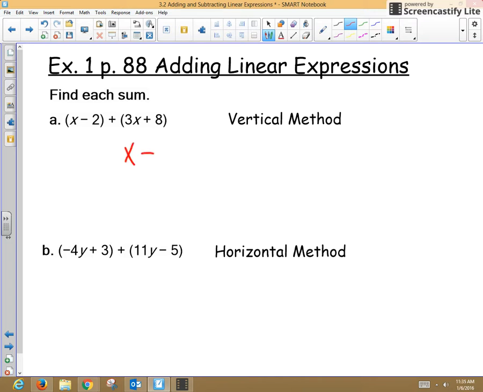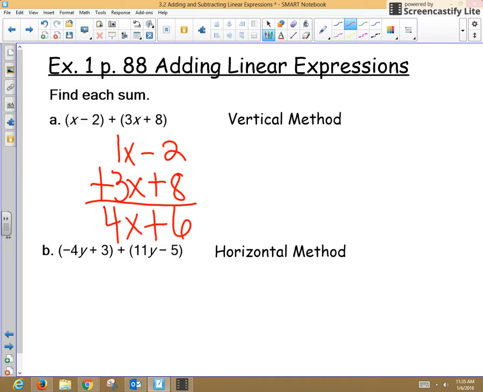I'm going to rewrite it as x minus 2 plus 3x plus 8. And I want you to notice how I line up the like terms. Negative 2 plus 8 is positive 6. And x plus 3x, remember there's an invisible 1 there. 1 plus 3 is 4x. So the sum is 4x plus 6.